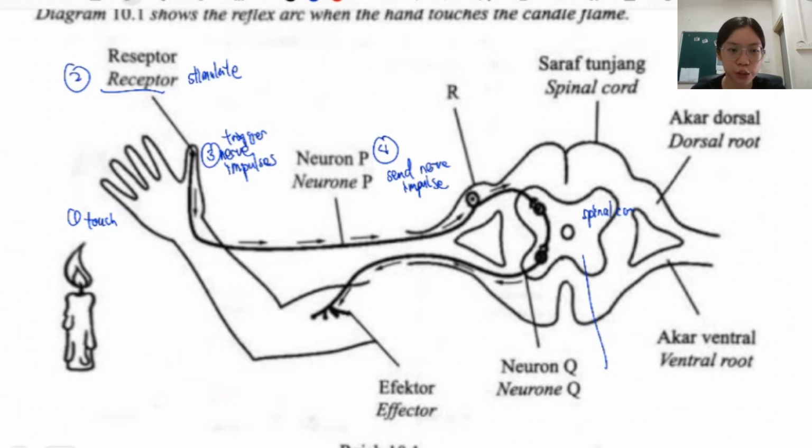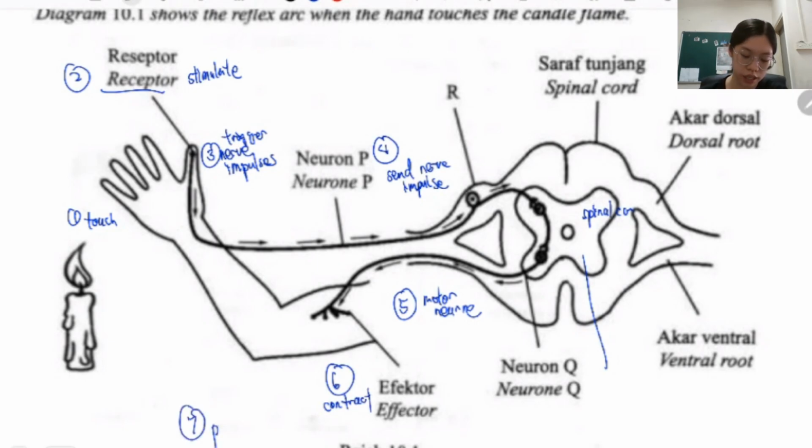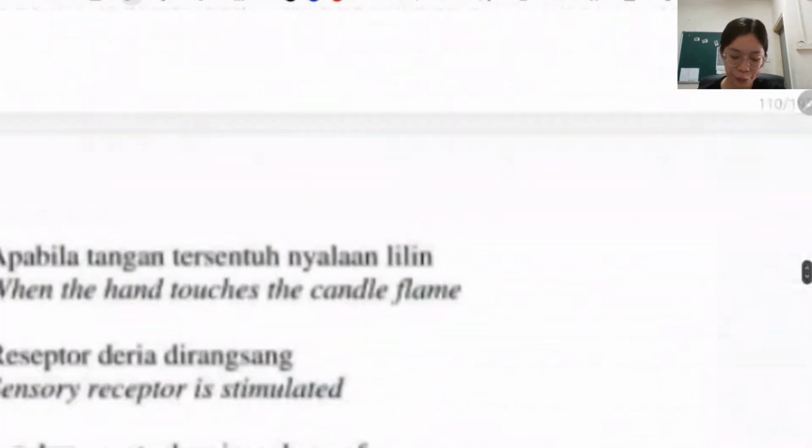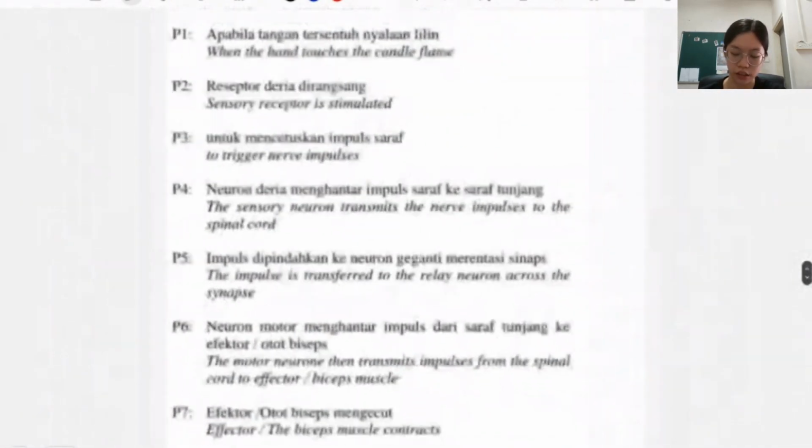Then after you send to the spinal cord, you can straight up mention what happened to your motor neuron. Your motor neuron also sends a nerve impulse. Send nerve impulse to whom? The effector. When you send the nerve impulse to the effector, the effector will produce a response by contracting. Effector contracts, causing what action? The hand to be put away from the candle flame. So it's like a story, okay? That basically answers the whole thing.